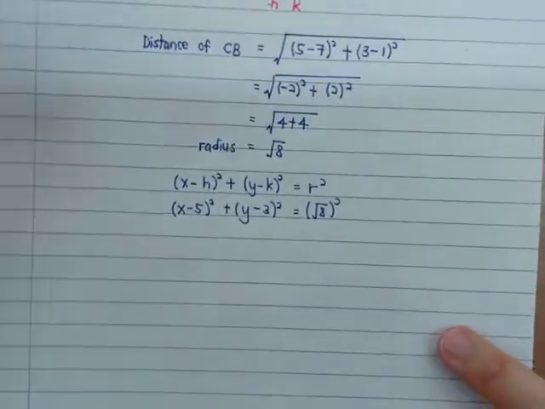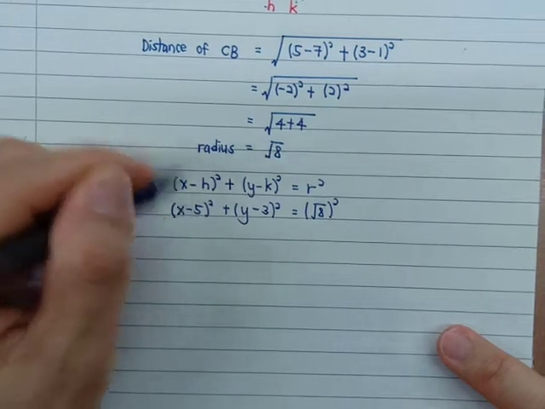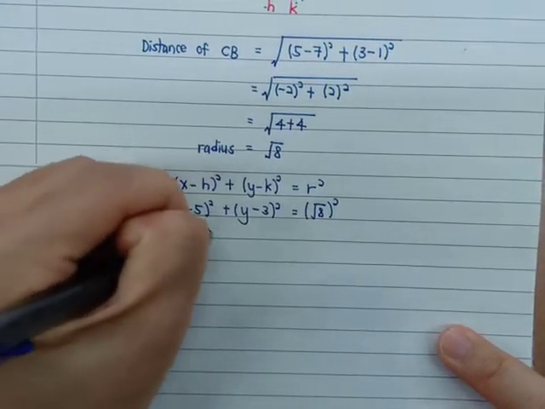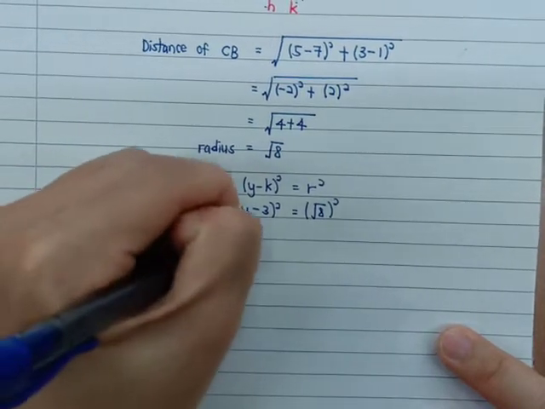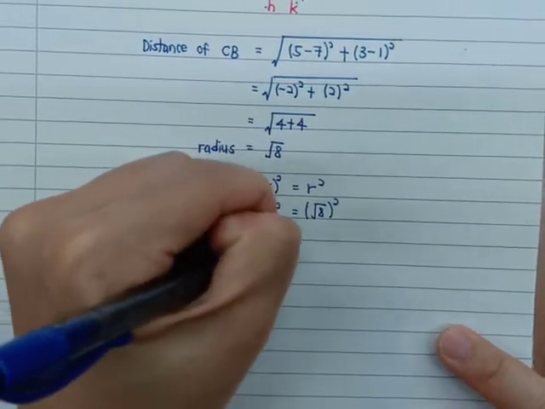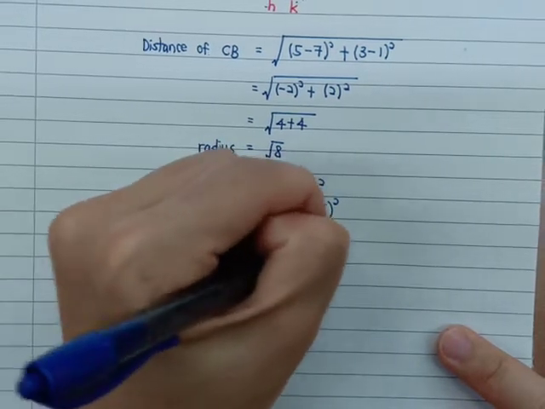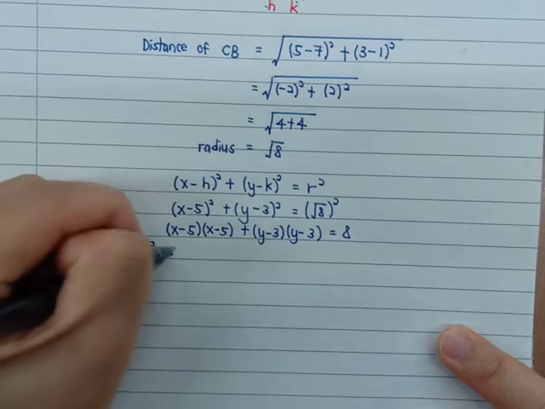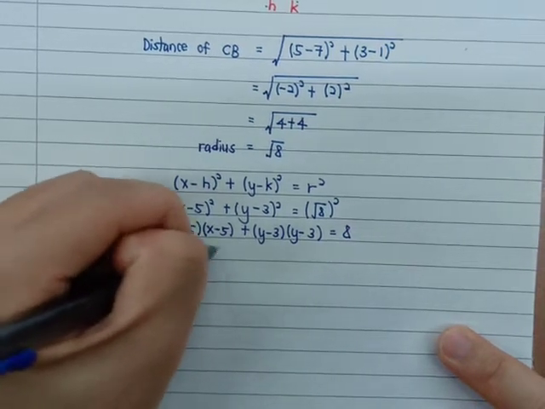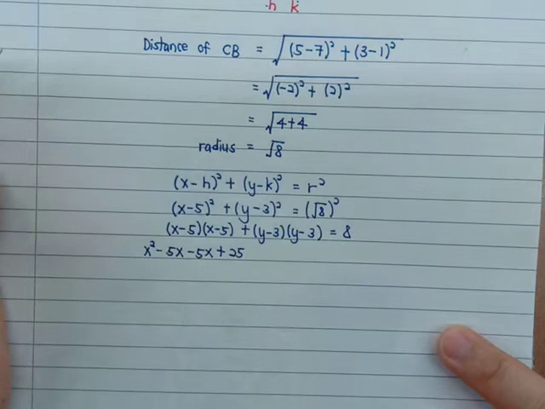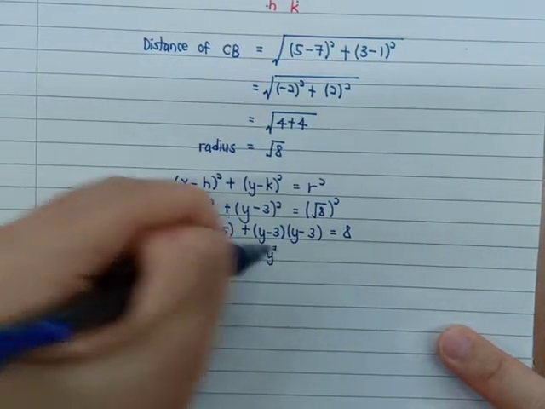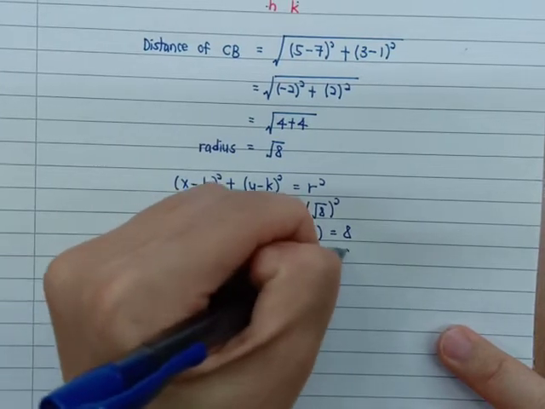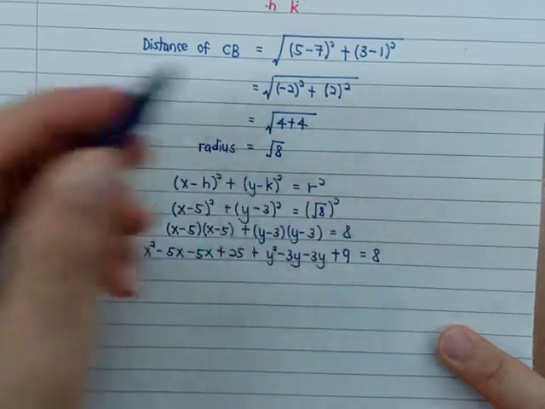Since I have to find the equation, I need to expand this standard form. So (x minus 5) squared plus (y minus 3) squared is equal to 8. Now I try to expand. x squared minus 10x plus 25 plus y squared minus 6y plus 9 will be equal to 8.